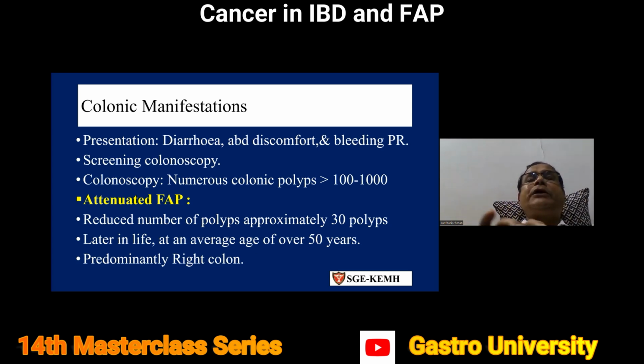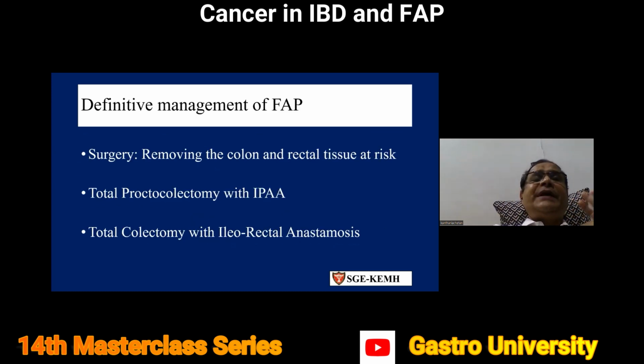It's important to remember that you have an entity called attenuated FAP, where there are a reduced number of polyps, less than 100, around 30 polyps. This usually occurs at a later age, around 50 years, and it predominantly affects the right colon. So as far as the definitive management of FAP is concerned, the only definitive treatment is surgery, which includes total proctocolectomy with ileal pouch anal anastomosis. Having said that, there is a role for total colectomy with ileorectal anastomosis in a certain select subgroup of patients.